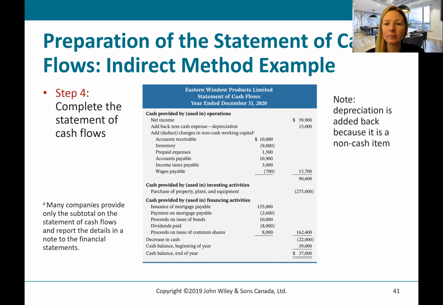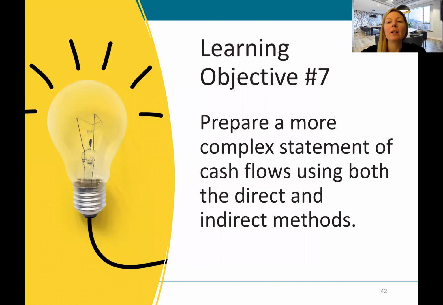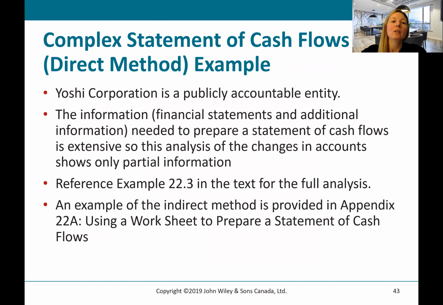Okay, objective number 7, prepare a more complex statement of cash flows using both the direct and indirect method. Okay. Another example. So Yoshi Corporation is a publicly accountable entity. The information needed to prepare a statement of cash flows is extensive. So this analysis of the changes in account shows only partial information.